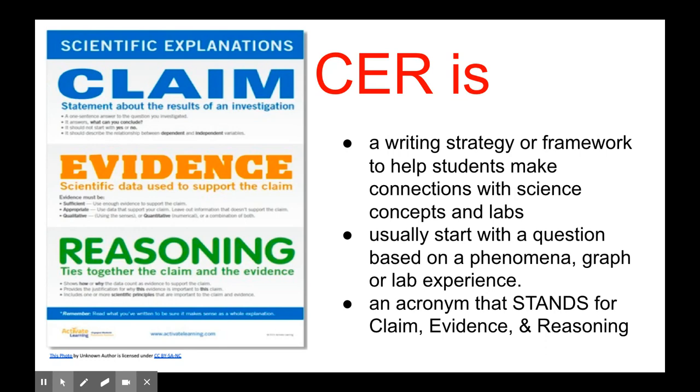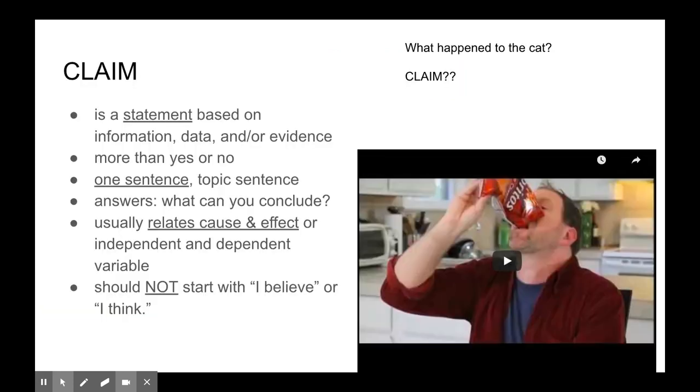So let's look at each step of this writing strategy, what it is, and how we would use each one of these things. So the first thing in the writing strategy would be the claim. And so this would be your topic sentence. This would be a statement. It's more than just a yes or no sentence. It answers the question, what can you conclude? It usually relates two things together, the cause and the effect, or the independent variable and the dependent variable. We tend to avoid things that say, I believe or I think.